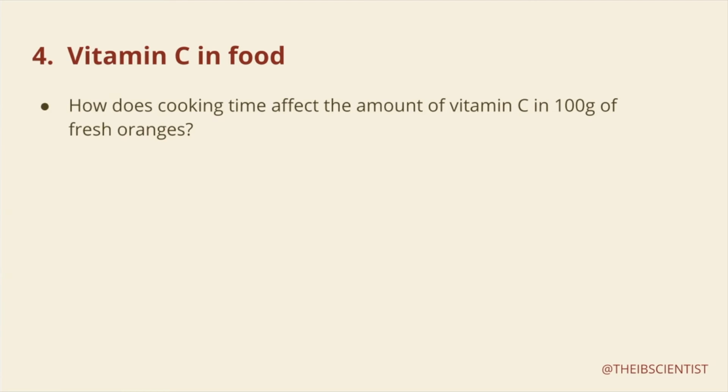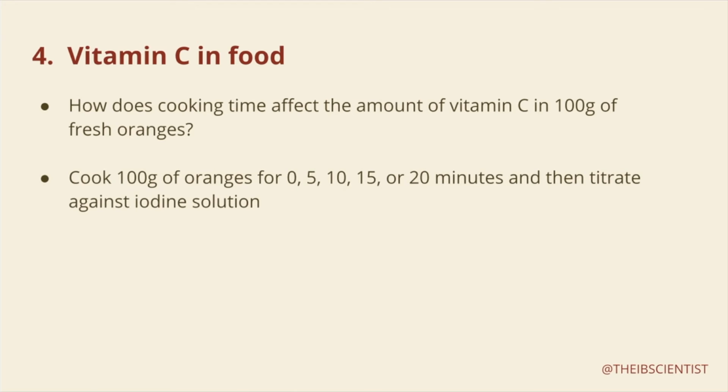So this one is the cooking time and how it affects vitamin C levels. So how does cooking time affect the amount of vitamin C in, let's say, 100 grams of fresh oranges? Now, you could do this on any food that you wanted, any fruit or vegetable that you wanted. It doesn't have to be 100 grams. That's just what I put in this question.